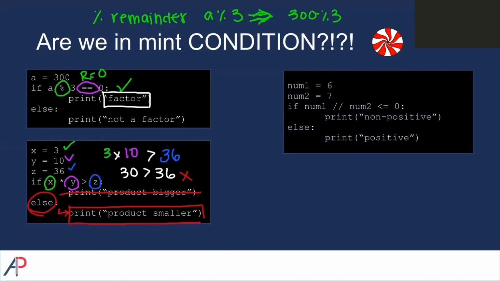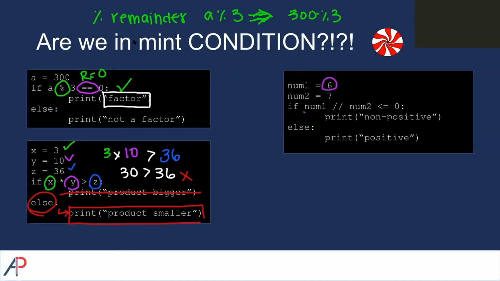Next, we have this one right here. num1 is equal to 6, num2 is equal to 7. If num1, remember the double division sign is floor division. So you divide it, even if you get a decimal, you round down. So if num1 floor division num2 is less than or equal to 0, print non-positive. Else, print positive. So what will print out here? Very good, non-positive.